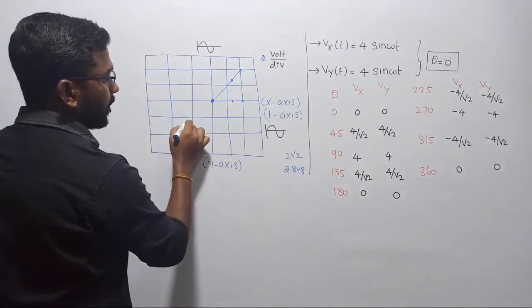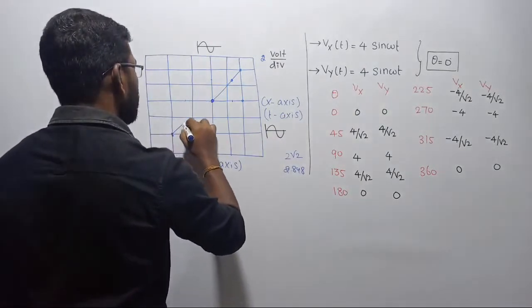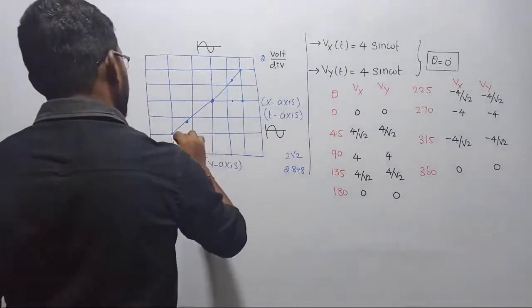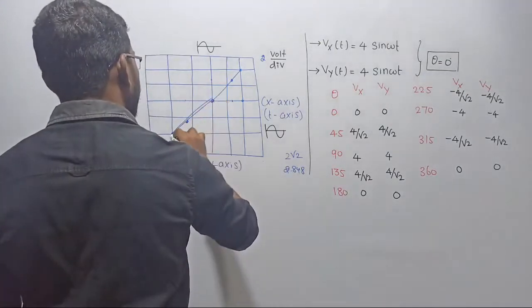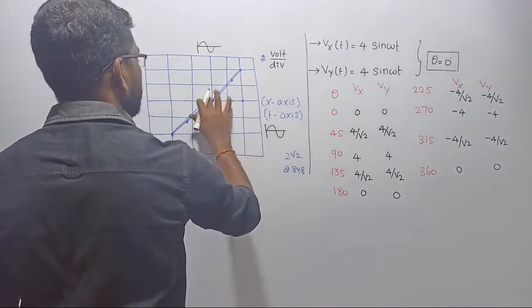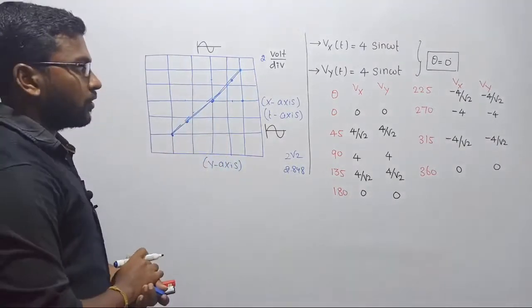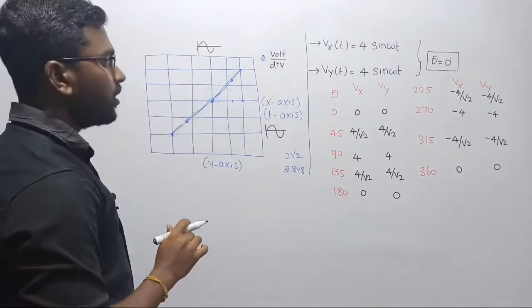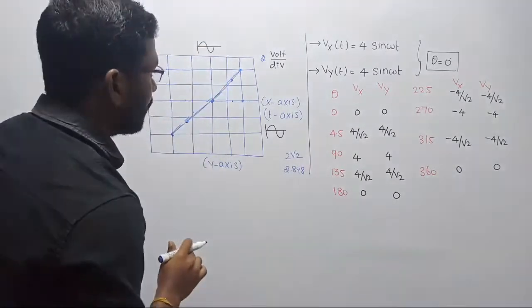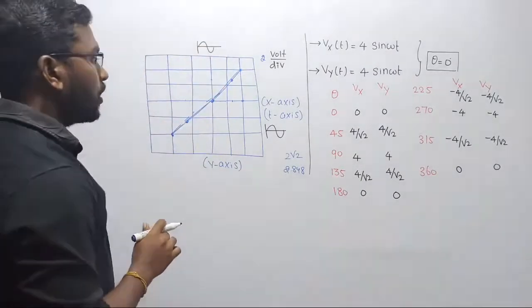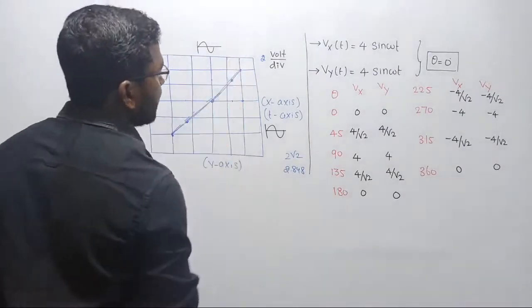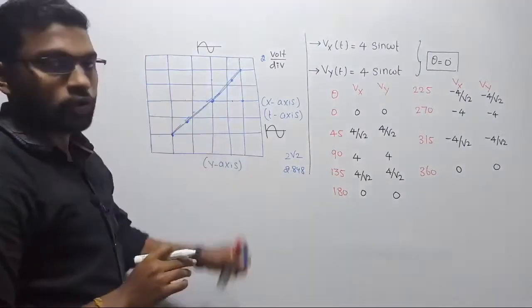Then, coming back to the same point, if I join these 2 points, see what I am getting here: a straight line. Are you getting me? Just observe the pattern of your waveform. This is the waveform that you can observe in the CRO. What type of line is it? You are getting a straight line, a slope.